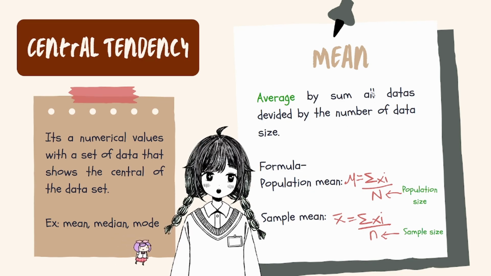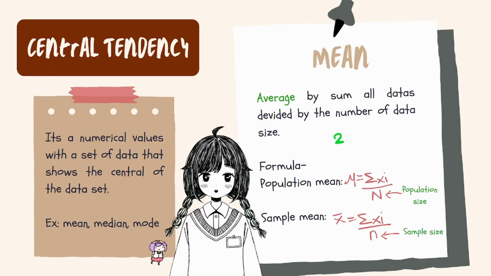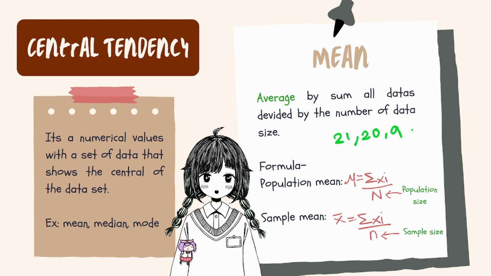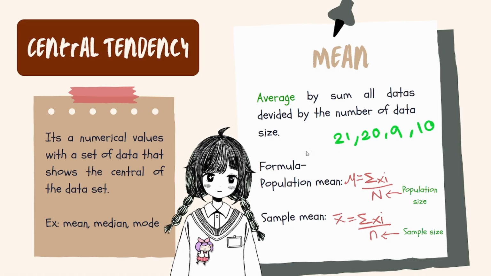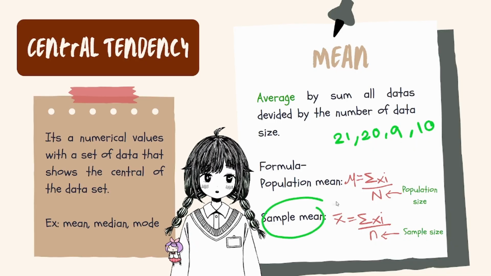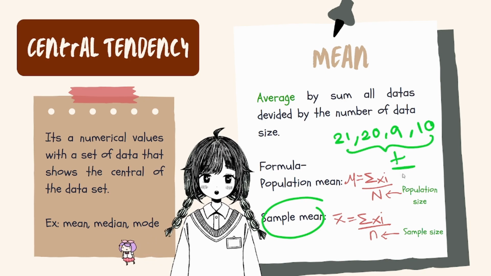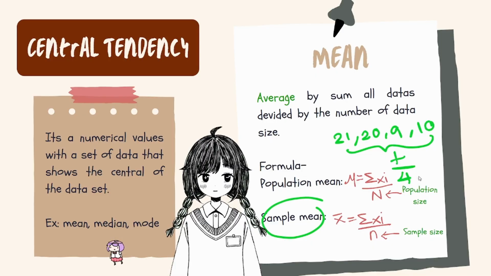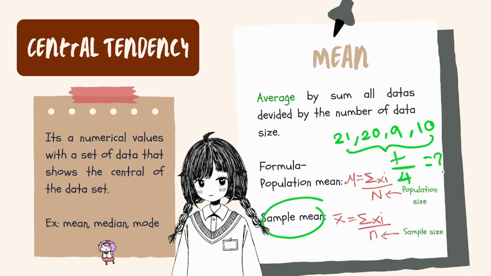So let's take an example. There's a data set of 4 values. This is the data that we take from a sample. So the number we observe is our sample size, meaning that we will be using the sample mean formula to find our mean. So we total them all up, divide by the number of samples, which is 4, and then we get the answer.